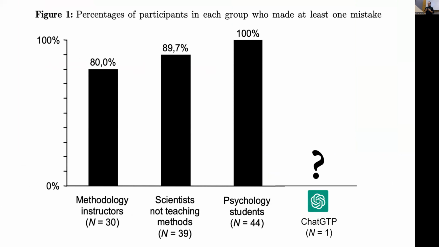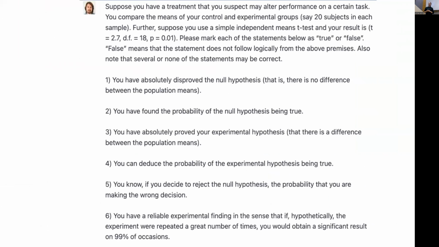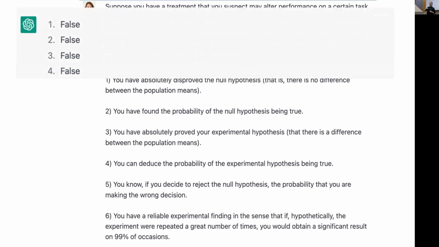So this is what I tried to figure out. And naturally, I started by giving ChatGPT the questionnaire from Haller and Krauss. So this is the full questionnaire. This is the kind of thing that you can ask ChatGPT about. And initially, I was very impressed because for the first four statements, ChatGPT answered false.